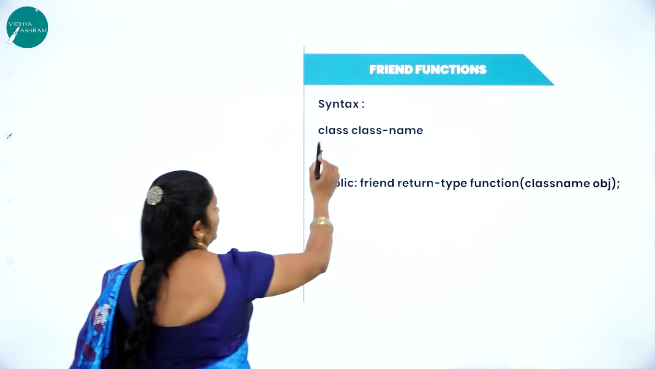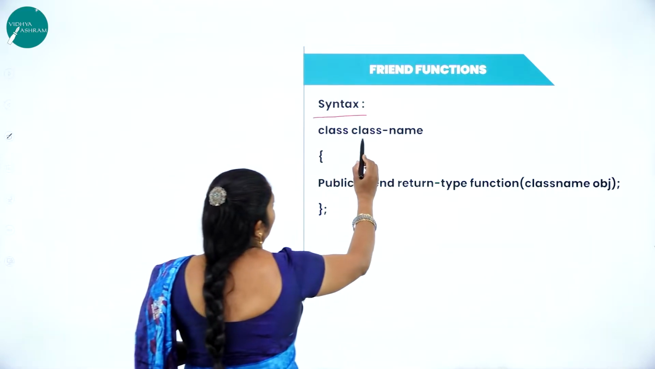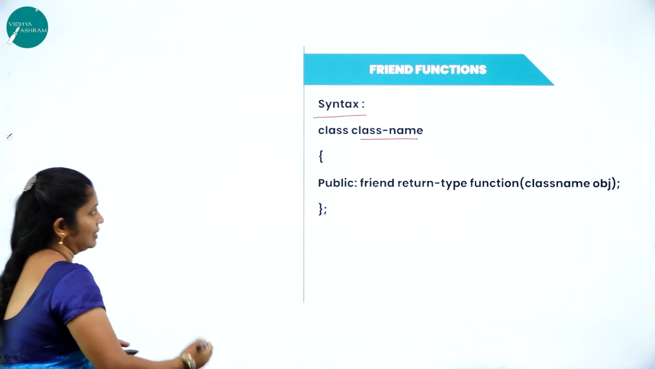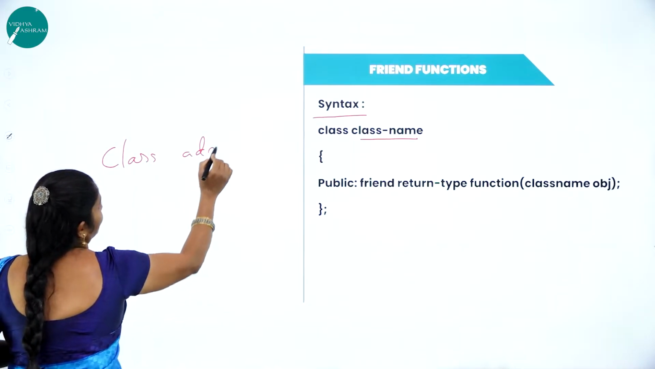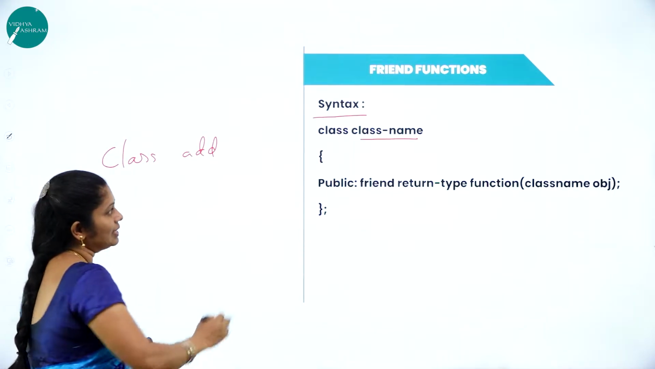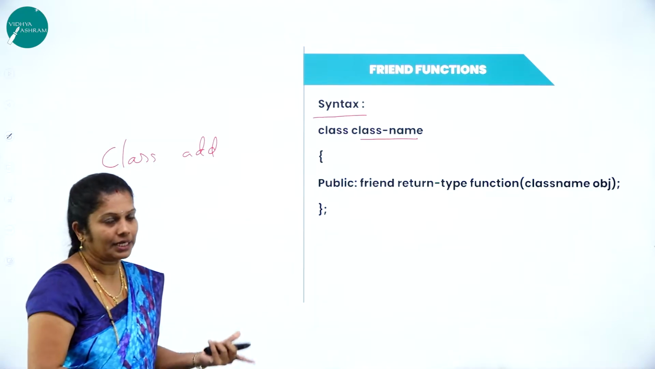Now we'll explain the syntax of the friend function. Consider we have a class, and under that we have a class name. For example, here I am taking a class. The class name I am giving is add. Then after that we will open the curly bracket. That means here we have opened the class.